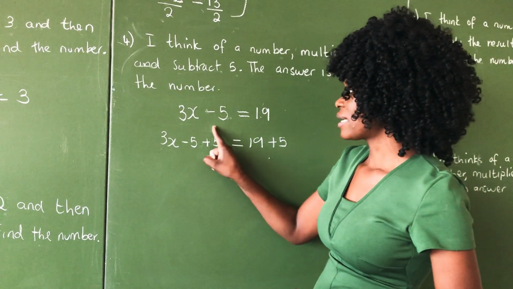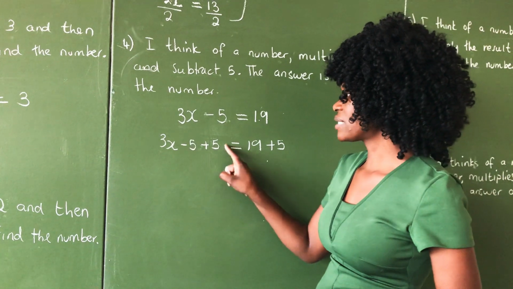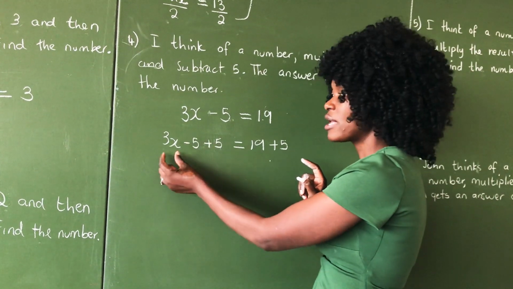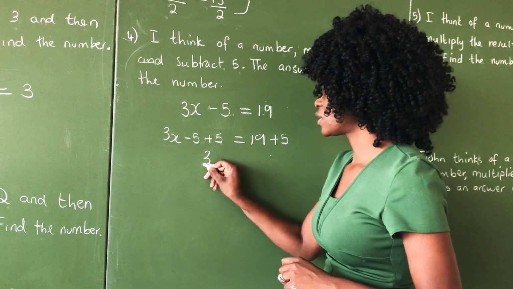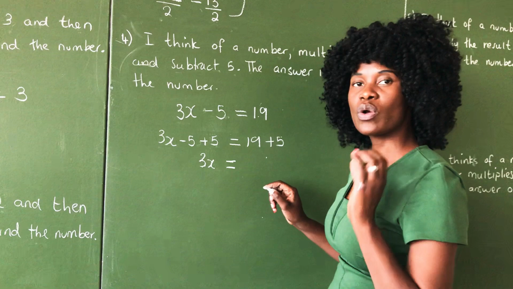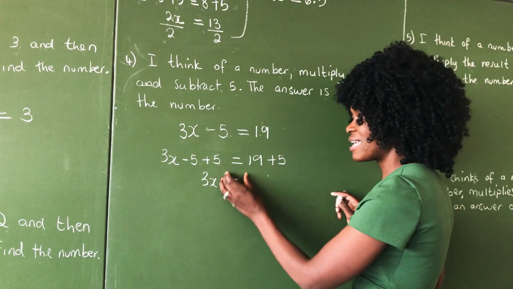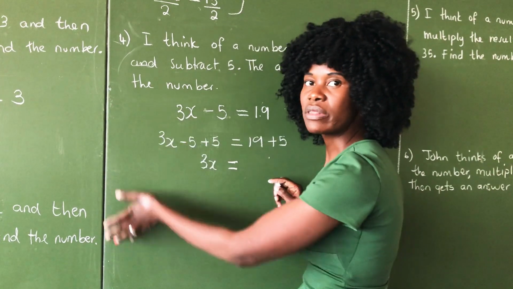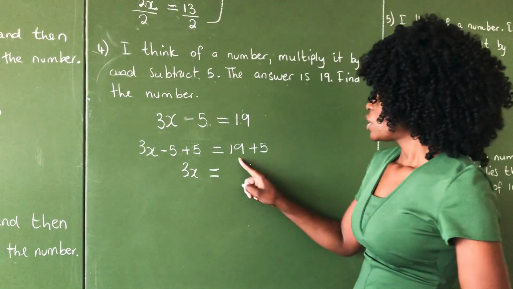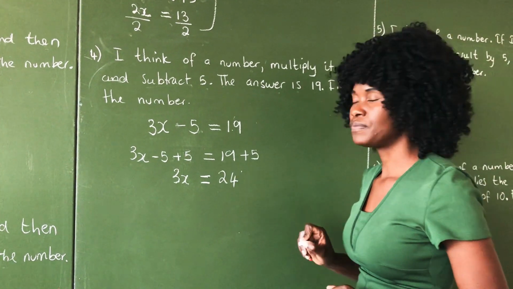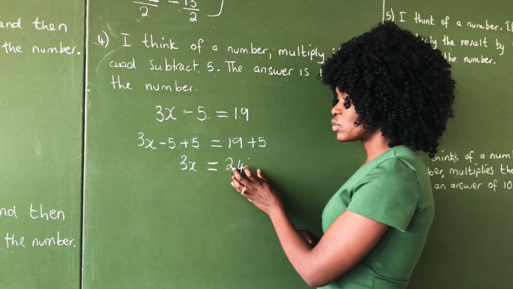Okay, so 3x, let's look at the like terms. Minus 5 plus 5 gives me a 0. So if this results in a 0, then I'll be left with 3x. So we just bring that down. Equal sign. Remember, your equal sign must just be there in the middle. You are not supposed to put another equal sign on the left hand side. So 19 plus 5 will give us 24. So 3x equals 24.